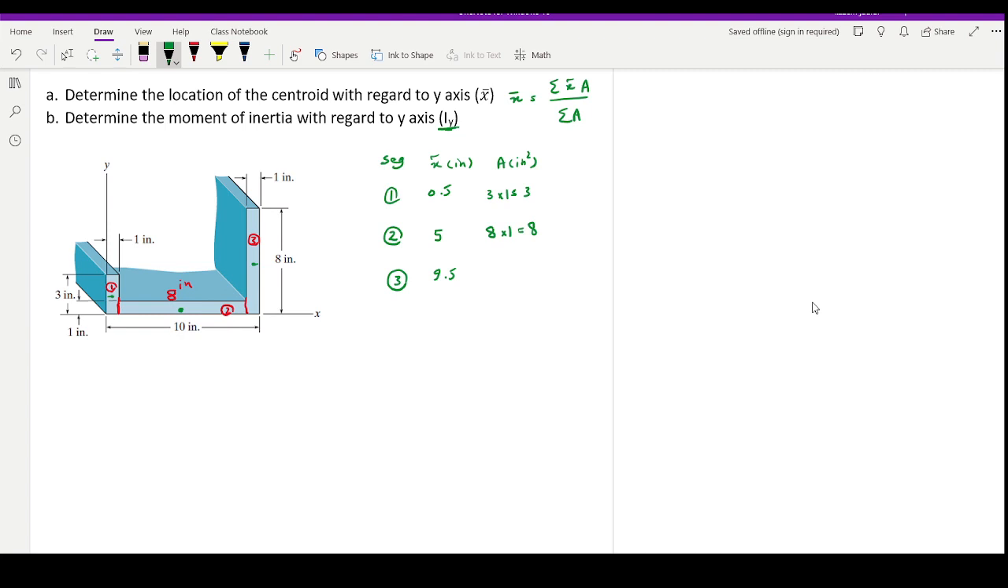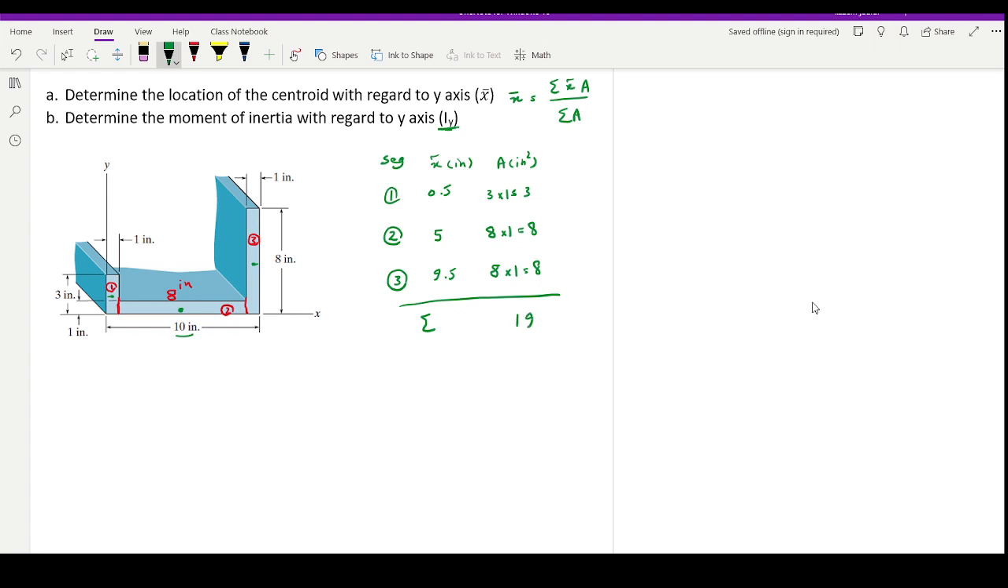That's why I wrote this 8, because if I don't write it, it's possible that I make a mistake and take this 10 instead of 8. Now the third rectangle is again 8 times 1, and that's going to be 8 square inch again. So we need to write the sigma a. So it's going to be 8 plus 8 plus 3, and that's going to be 19.